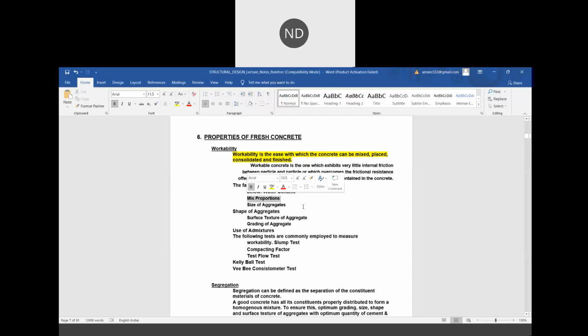Then the mix proportion: whether the mix proportion of cement, water and aggregate is correct or not, you have to know that. That will come later. The mix proportion should be good. If your cement is more, your aggregate is less, your water is okay, what will happen if the proportion is not good? If you have less aggregate but you're giving more cement, what will happen?